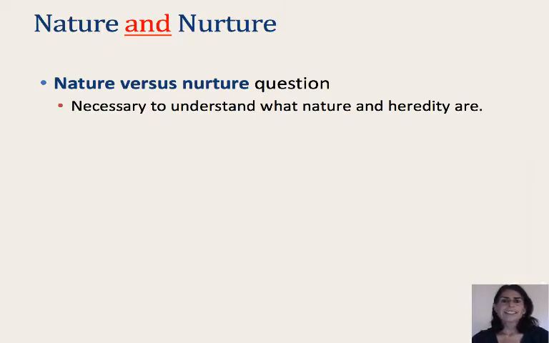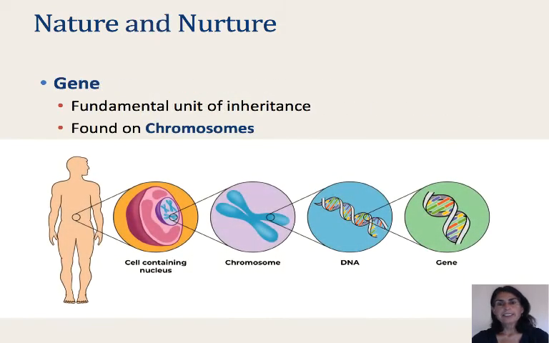To help us look at the nature versus nurture question, we need to understand what nature and heredity are. Our genes are the fundamental unit of inheritance that gets passed along to our offspring. Every cell of the body contains a nucleus. Inside the nucleus are the chromosomes. Chromosomes contain the DNA. Genes are sections of the DNA.